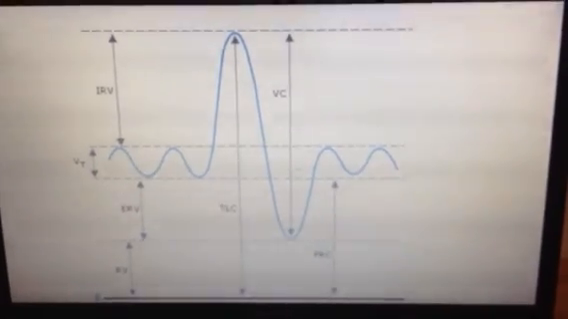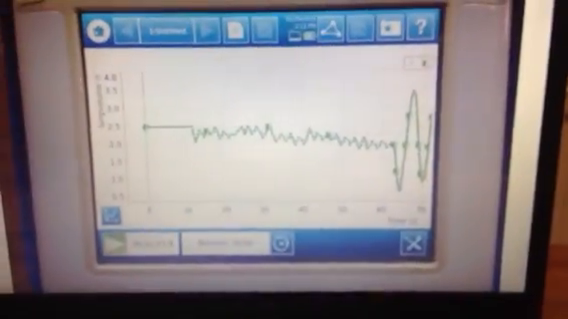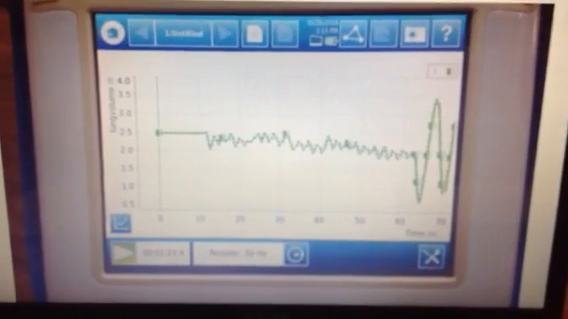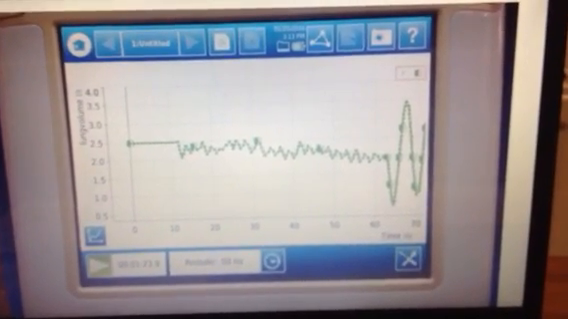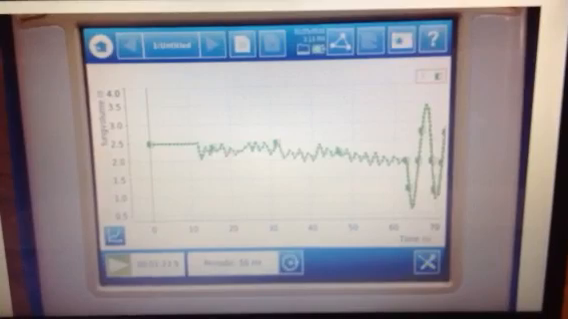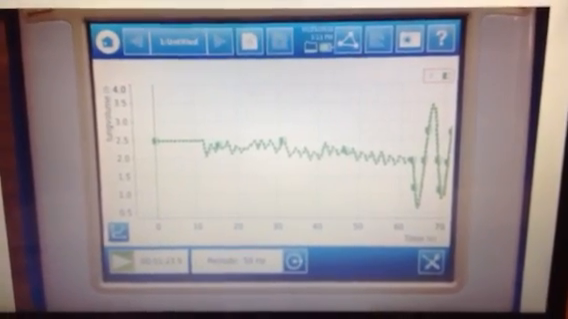this part is inspiration. Okay, so this is a spirometer trace taken from an electronic spirometer, and as a result of that, it actually records your lung volume.